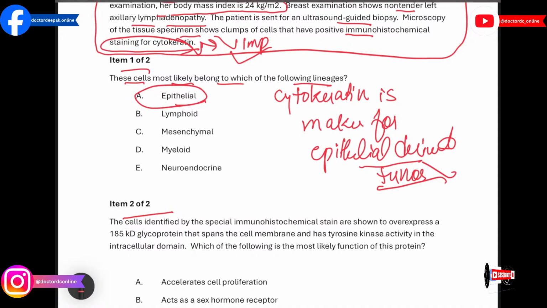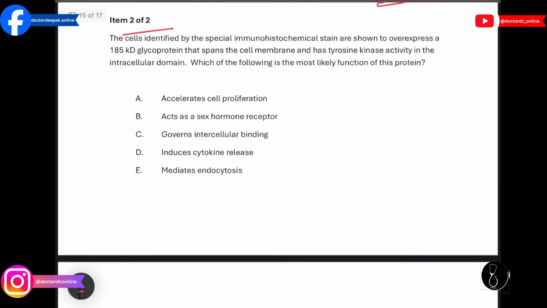So you already know cytokeratin belongs to epithelium. The answer is epithelium. The next question: the cells identified by the special immunohistochemical staining are shown to overexpress a 185 kD glycoprotein that spans the cell membrane and has tyrosine kinase activity in the intracellular domain. Which of the following is the most likely function of this protein? First, these are oncogenes, okay?